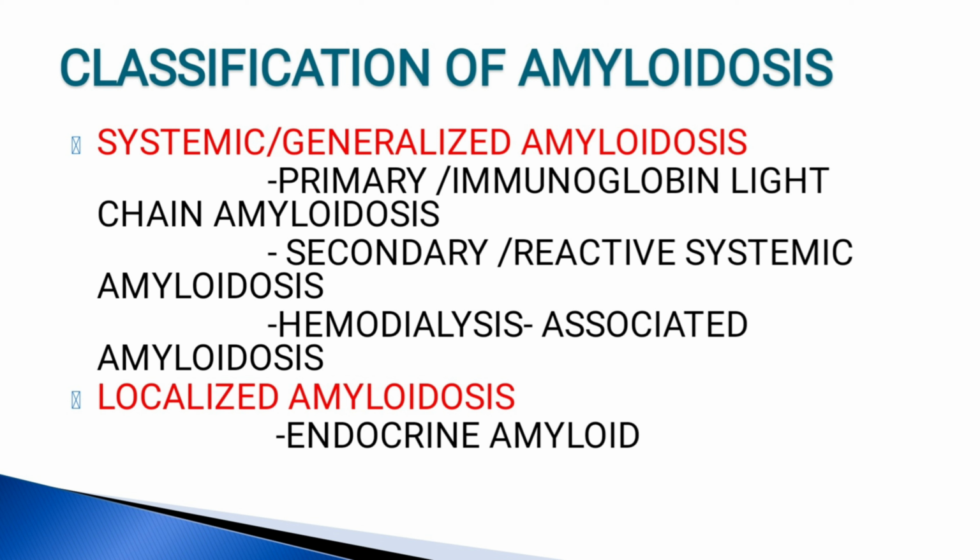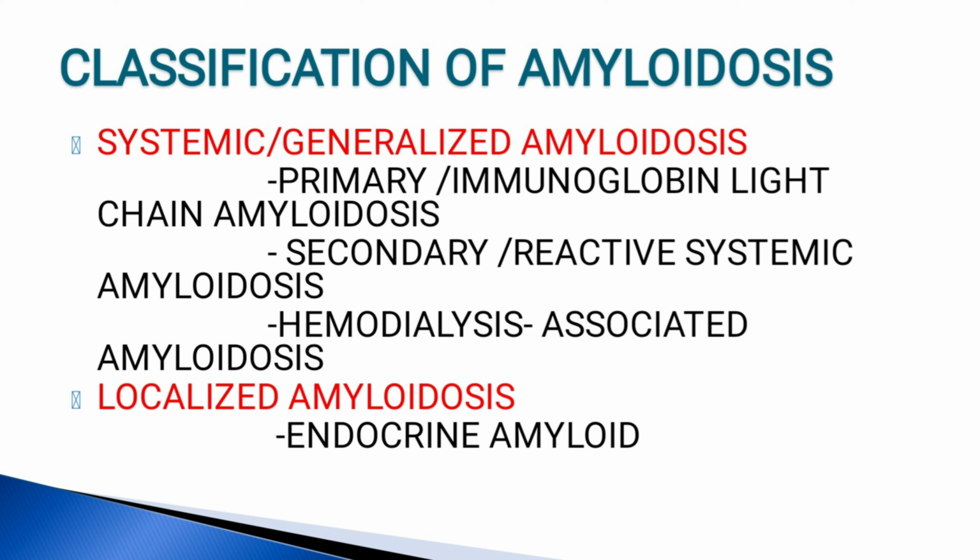Next, let's see about the reactive systemic amyloidosis, which is also known as secondary amyloidosis. The protein that deposits here is of AA type, that is amyloid associated protein. It is secondary to the associated inflammatory condition. In primary amyloidosis, we have seen that it is caused by the clonal proliferation of plasma cell, and here in secondary amyloidosis, it is caused secondary to the associated inflammatory condition. This type of amyloidosis is seen in the rheumatoid arthritis, Crohn's disease, ulcerative colitis, and renal cell carcinoma, Hodgkin lymphoma. There are several other diseases which are associated with secondary amyloidosis.